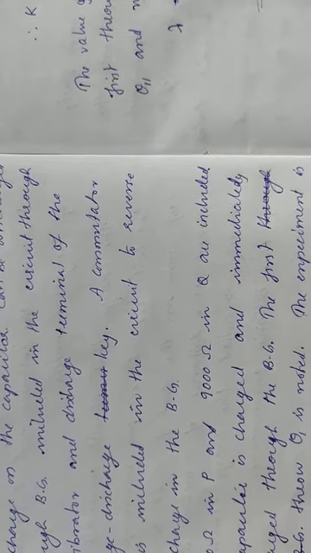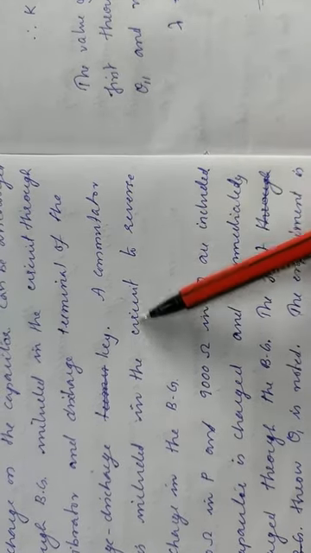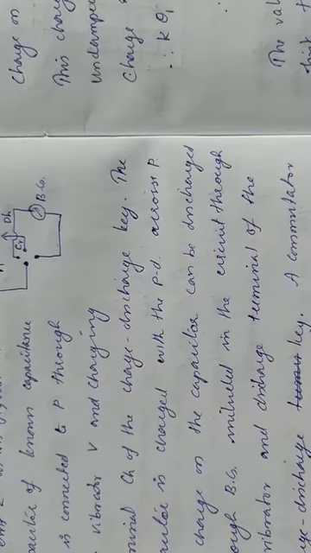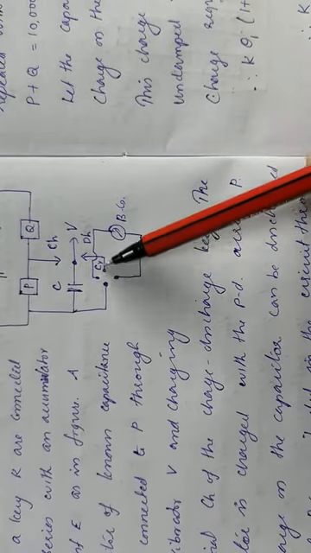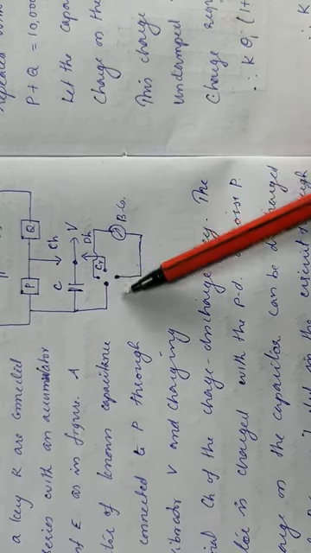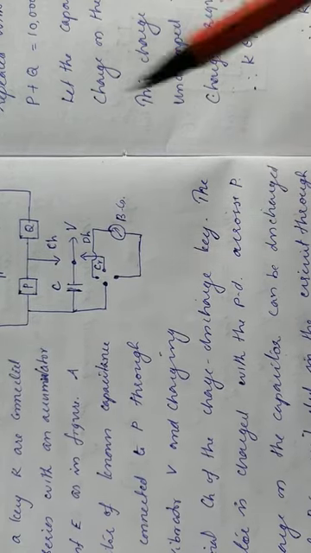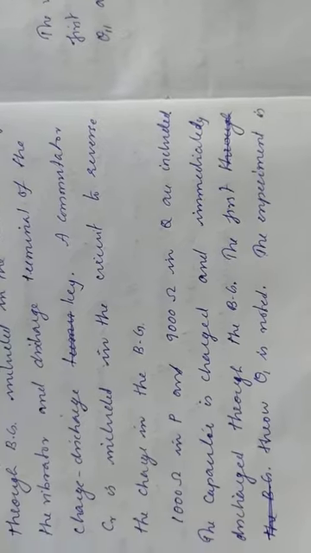Now the commutator is also included in the circuit in order to reverse the direction of the charge or current flowing. So this commutator key is for the purpose of reversing the direction of the charge. Now how will we do the experiment?